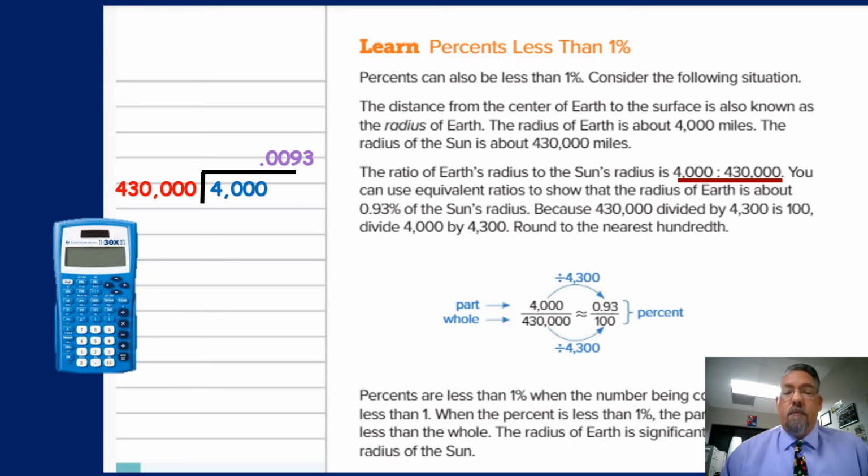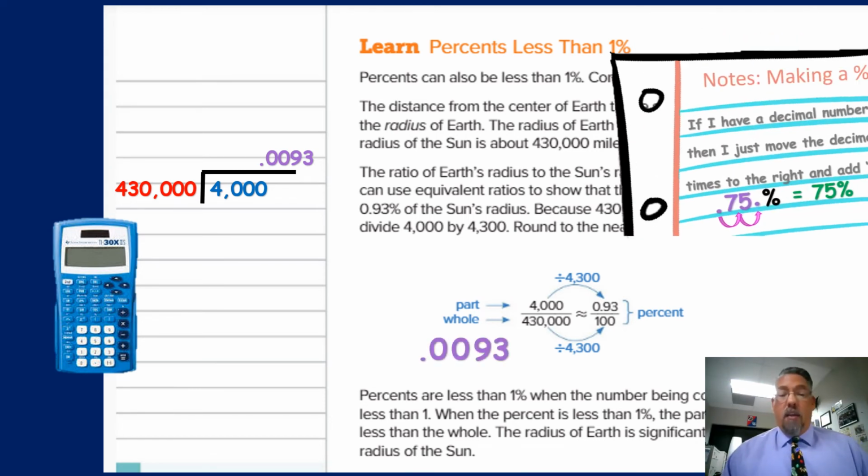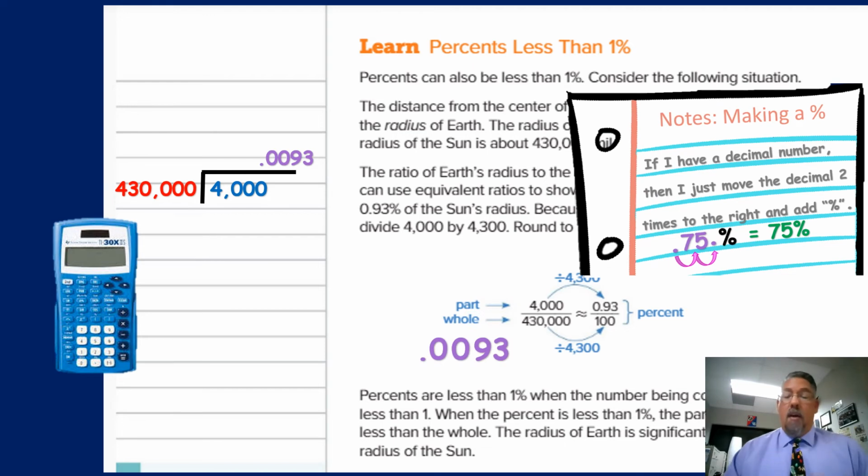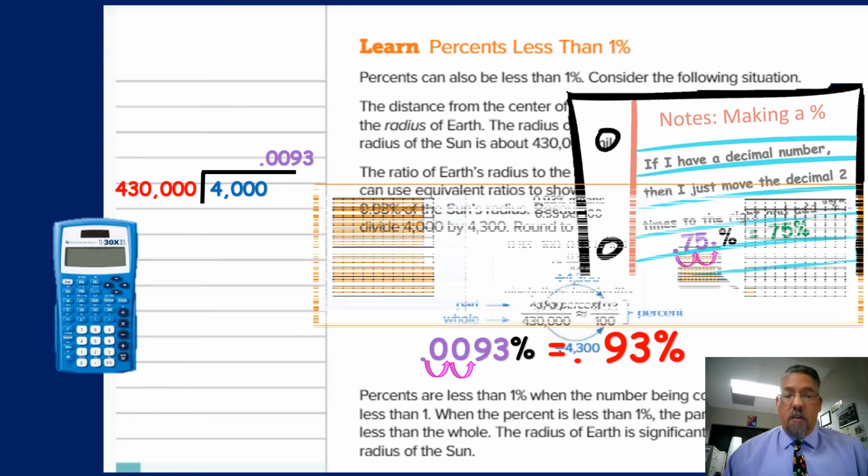0.0093. So if I get 0.0093, then I look at the note that we took before. I have a number and I need to make it into a percentage. I'm simply going to shift my decimal 2 times to the right. When I shift it 2 times to the right, I put the decimal down and I add a percent sign. So my percentage becomes 0.93% or 93 hundredths of a percentage.